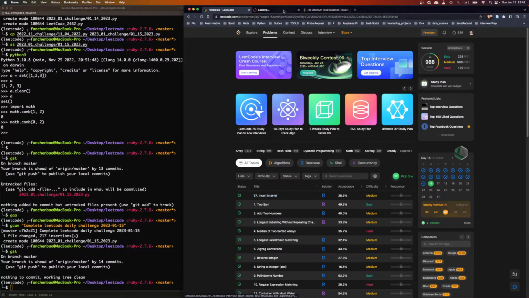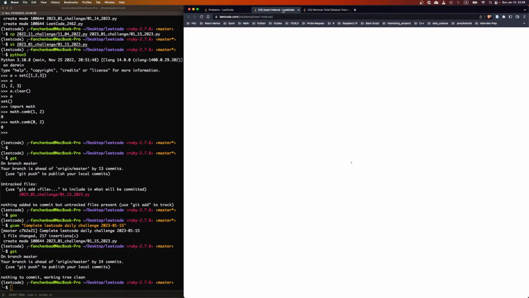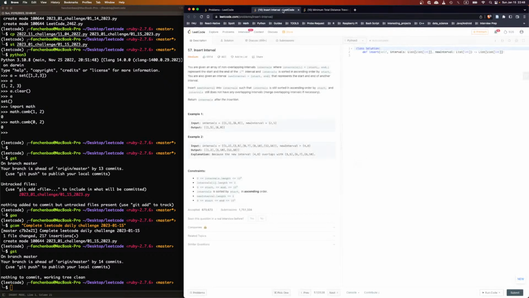Let's go to today's problem, number 57. That one is old. As old as it can be. 57. You're given an array of non-overlapping intervals. Oh, I hate intervals. It's not the most fun. But intervals are important in calendars and stuff. It's actually quite important.